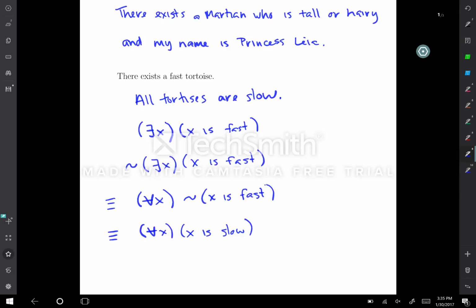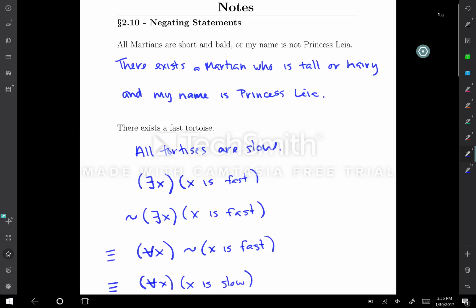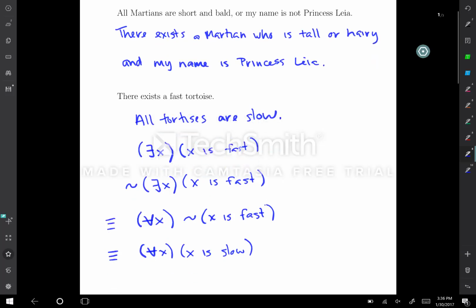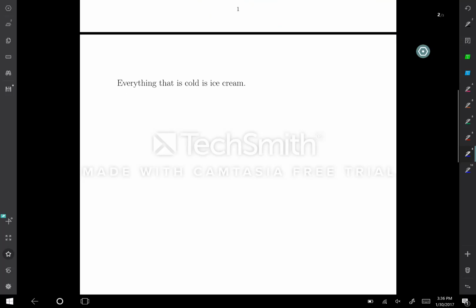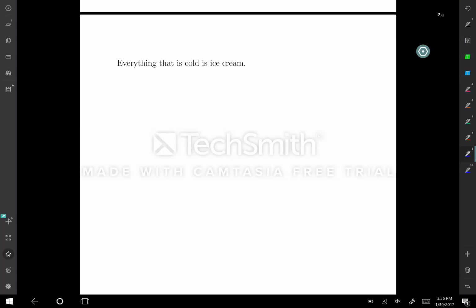So we've looked at two examples now of negating statements. And what we can conclude is that a for all becomes a there exists, and a there exists becomes a for all statement. Let's look at one more. Everything that is cold is ice cream.